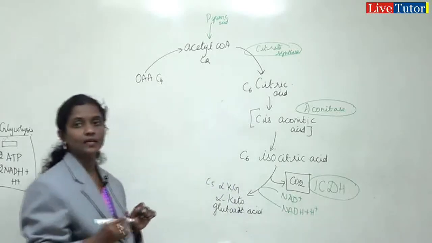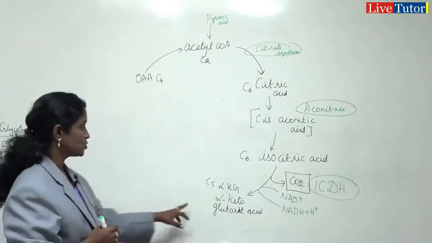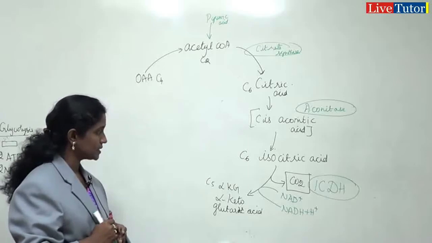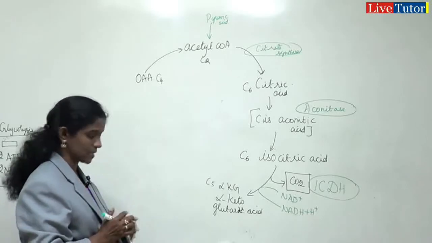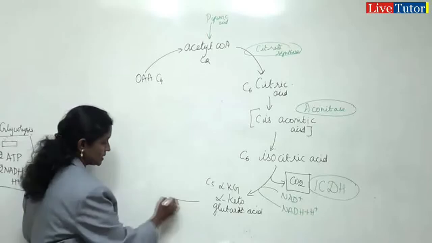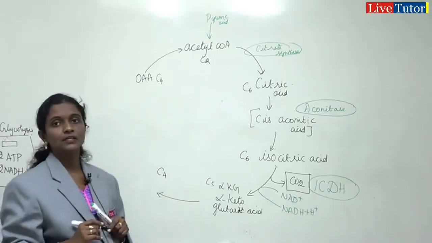Okay, NAD comes in and it becomes NADH plus H plus. Okay, you got it? So this is alpha ketoglutaric acid. So this alpha ketoglutaric acid, now it is going to proceed to the next step. It has become C5 carbon. From here it has to become C4 carbon. Okay, what will be the C4 carbon?